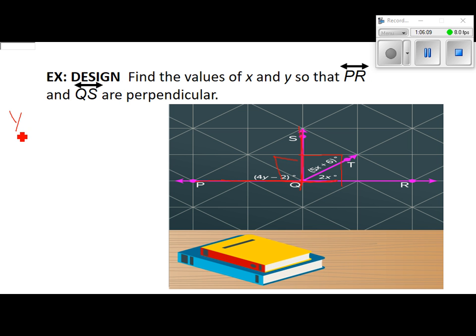4y minus 2 equals 180. 4y minus 2 equals what? Equals 90. Wait, I don't think that's right. That would be 180, the supplement. It equals 90, but there's another thing. Do we set up this plus these two add up to 180? Do we want to set up that equation?